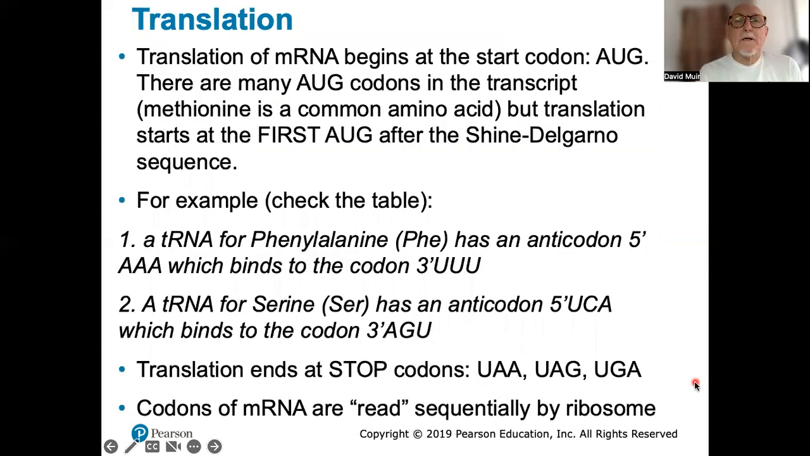Okay, so we're going to stop there because when I see you on Monday, we'll discuss the process of translation itself, which is the responsibility of the ribosomes interacting with both messenger RNA and with transfer RNA. And we'll see exactly how that's done on Monday.